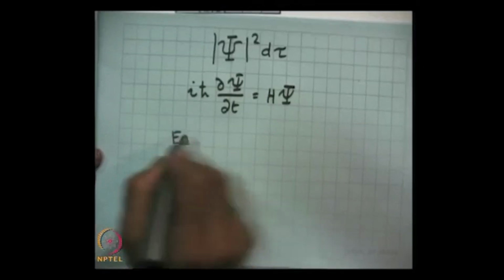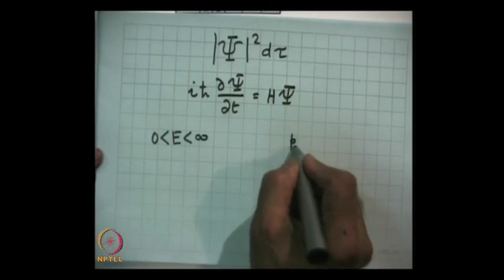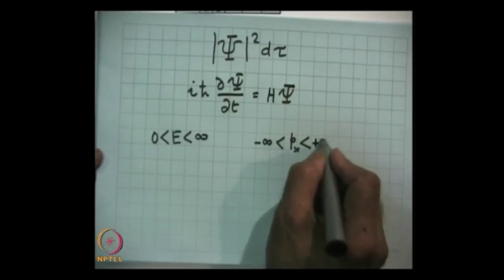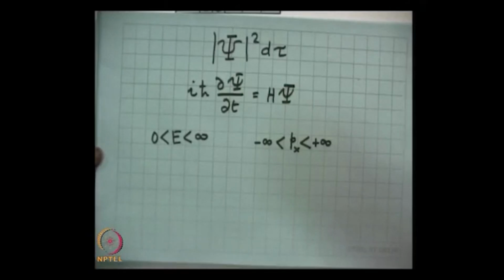Now, in the free particle problem, we had found that the energy of the particle takes a continuum of values from 0 to infinity. The x component of the momentum takes a continuum of values from minus infinity to plus infinity, and E is equal to p square by 2 m. So, p takes all possible values from minus infinity to plus infinity, and the energy of the particle can take any value between 0 and infinity.